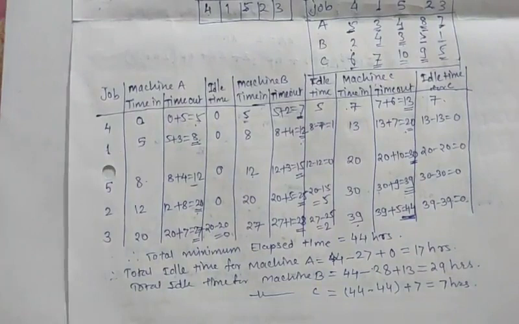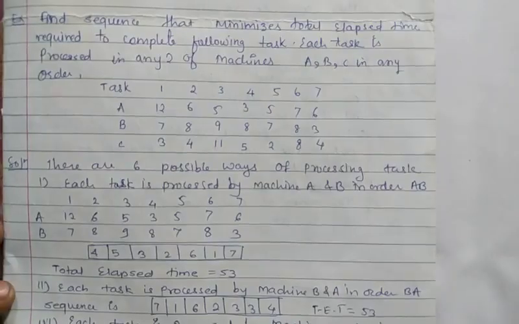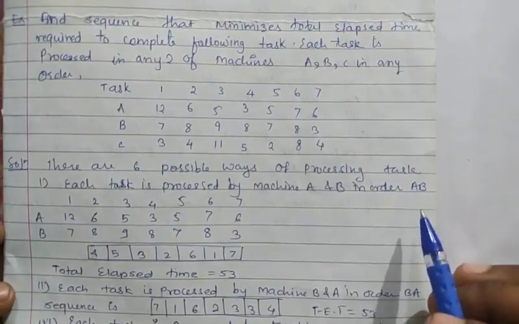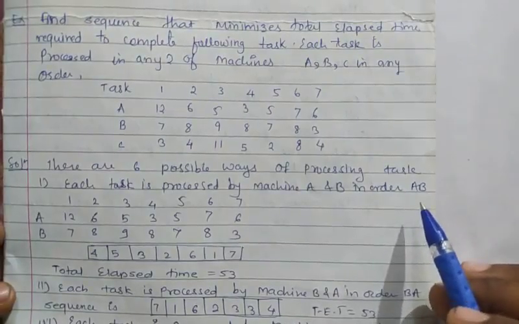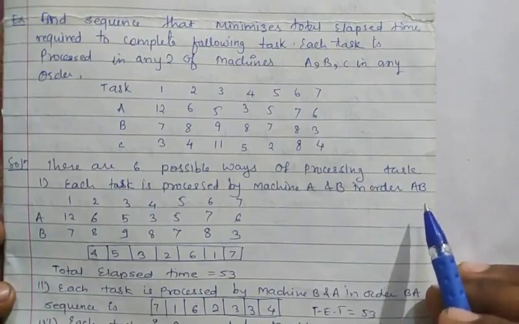So this completes the solution of given problem. Now we'll see one more example. Now let's see the example. Find sequence that minimizes total elapsed time required to complete following tasks.